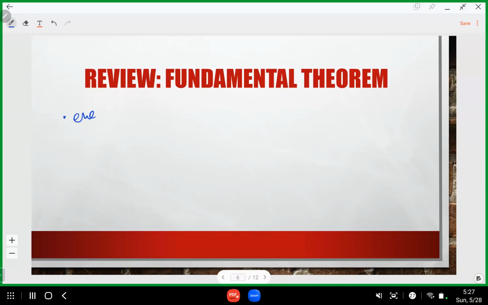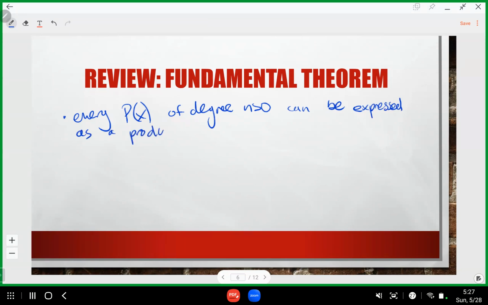every polynomial of degree n greater than 0 can be expressed as a product of n linear factors. All right, note these might not be distinct, hence the multiplicity.